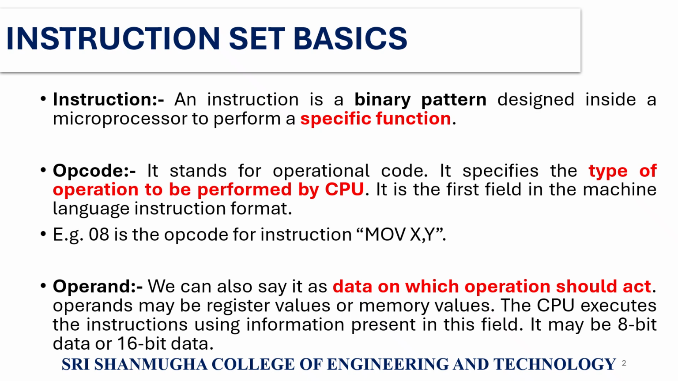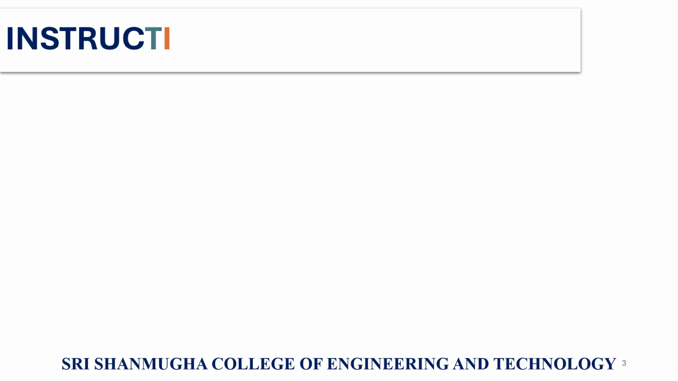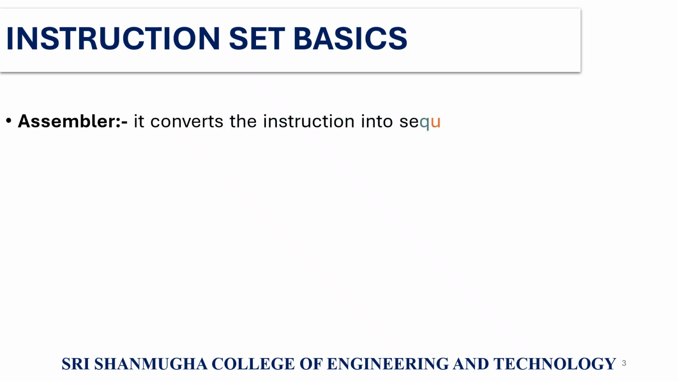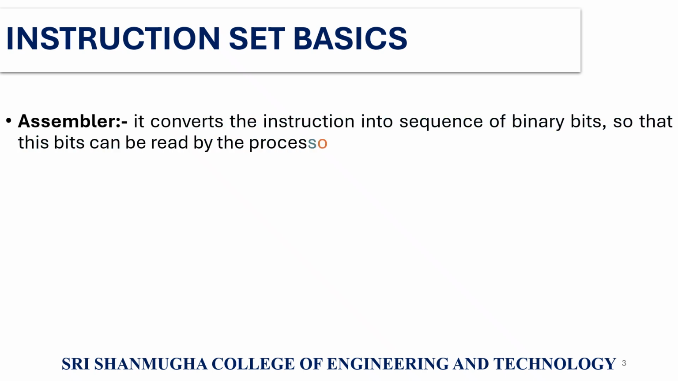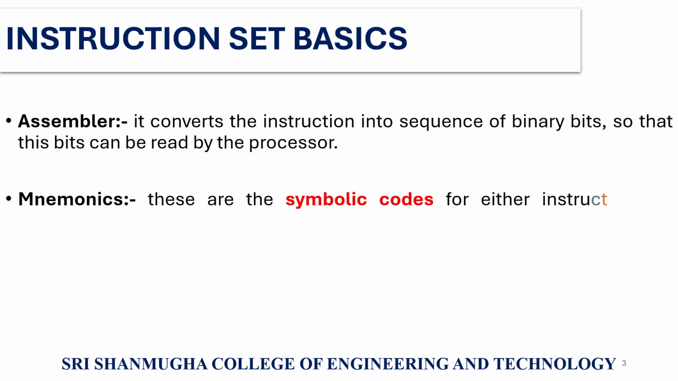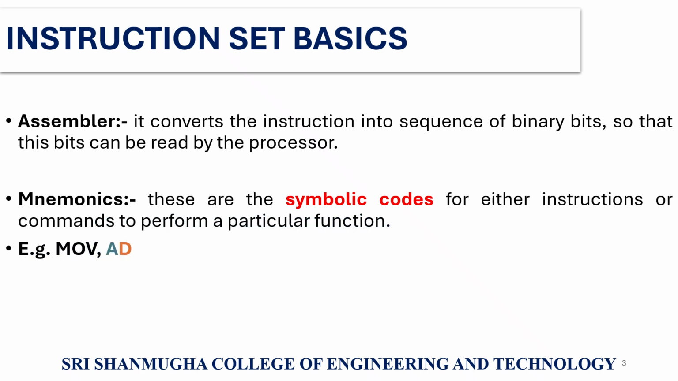We will be using an 8-bit operand or a 16-bit operand in the case of the 8086 microprocessor. And we have the assembler. Assembler is nothing but it converts the instructions into a sequence of binary bits so that the bits can be easily read by our microprocessor. And mnemonics are a shorter form of the code that we write.